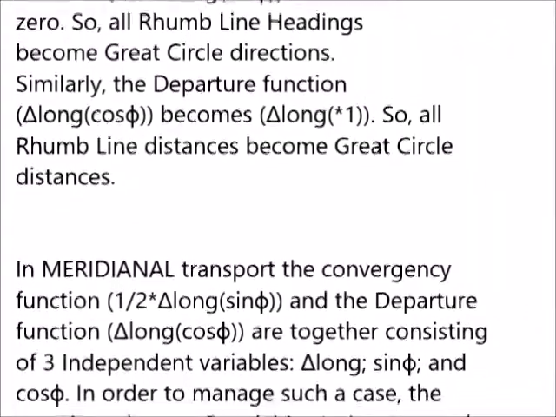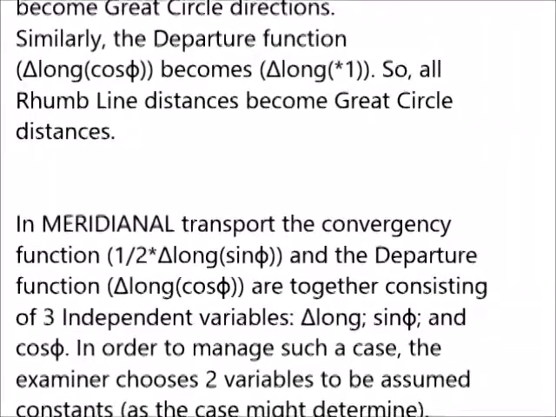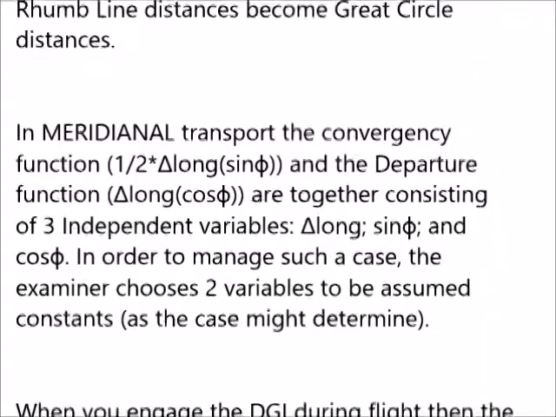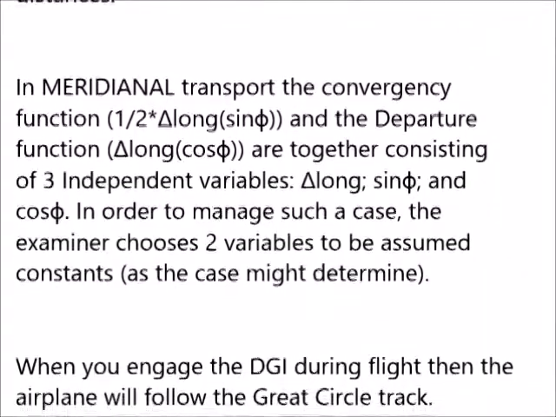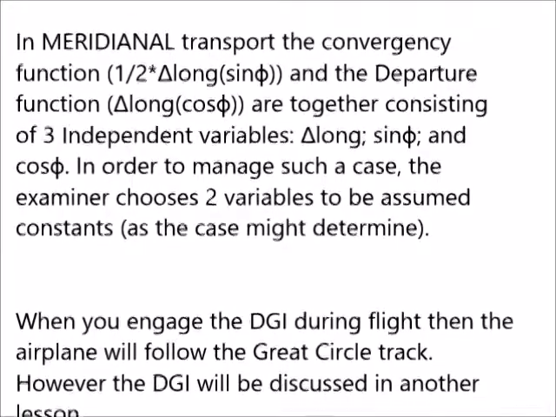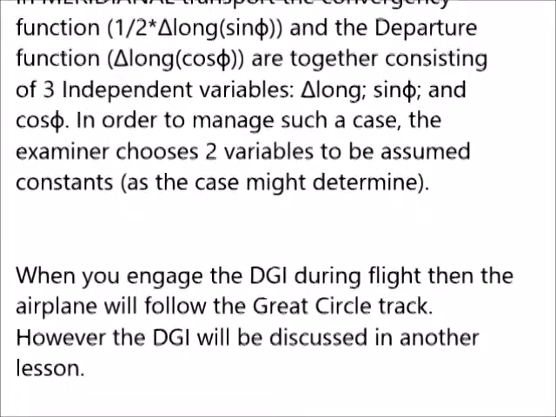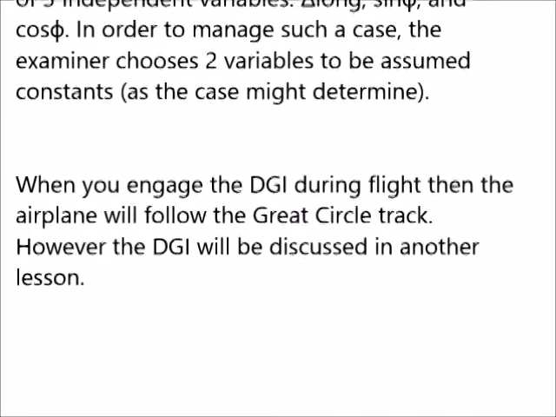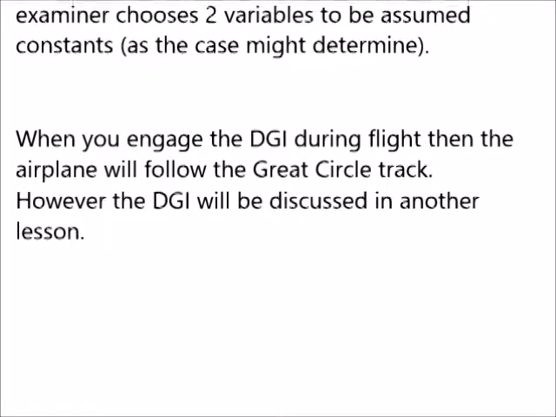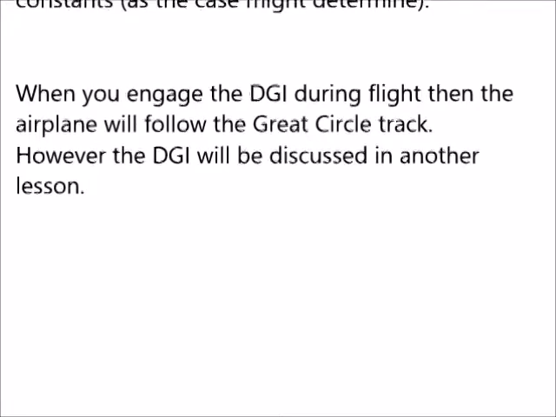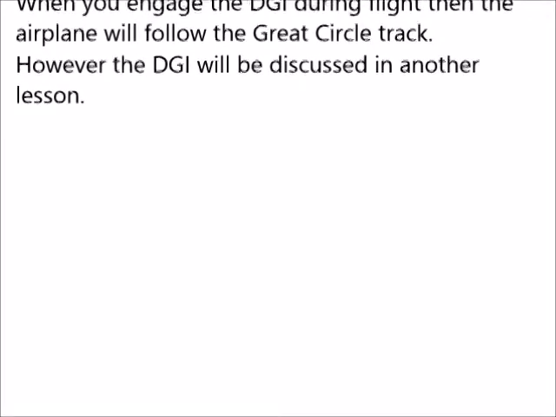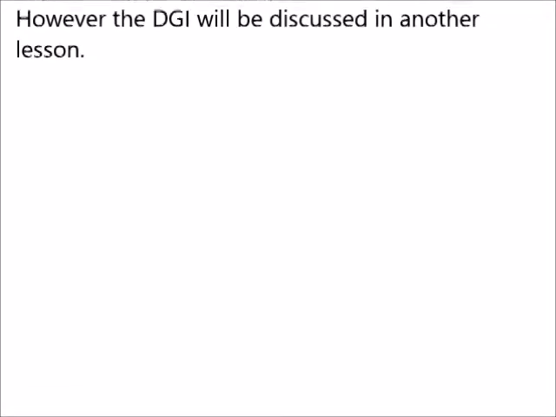In meridional transport, the convergency function, half the change in longitude times sine phi, and the departure function, the change in longitude times cos phi, together consist of three independent variables: the change in longitude, sine phi, and cos phi. In order to manage such a case, the examiner chooses two variables to be assumed constants, as the case might determine. When you engage the DGI during flight, the airplane will follow the great circle track. However, the DGI will be discussed in another lesson.